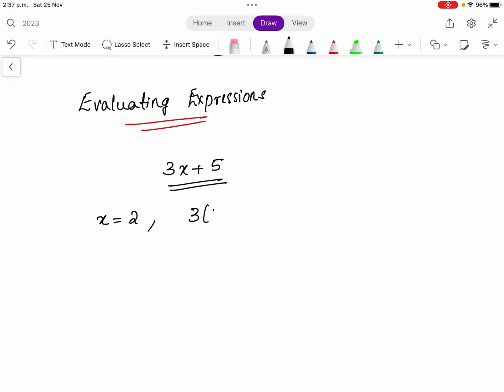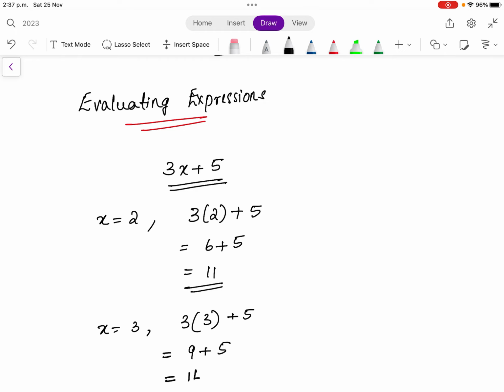So it is like 3 times 2 plus 5, that's equal to 3 times 2 is 6, 6 plus 5, which is equal to 11. Again, if I say x is equal to 3, I sub in the value of 3, so 3 times 3 plus 5, which is equal to 9 plus 5, which is equal to 14. So it is just like giving the value to the variable and calculating.